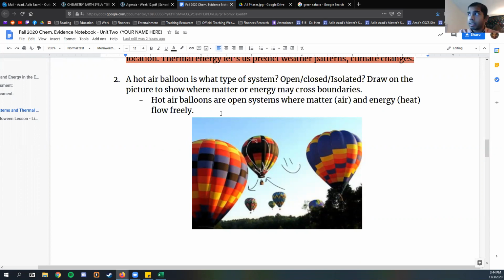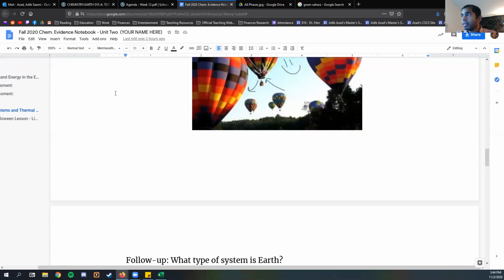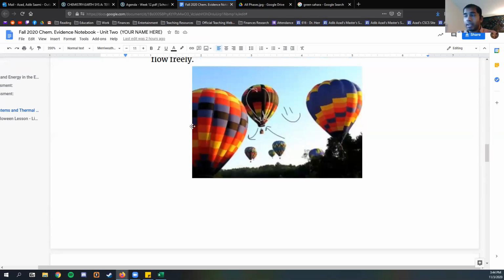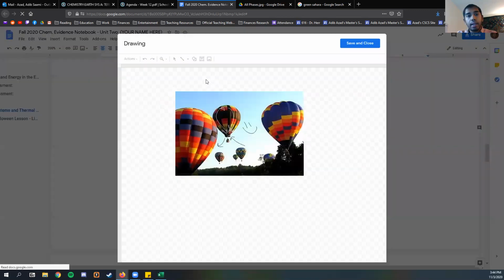And so I asked you guys this in a poll. Hot air balloons are able to be open systems. Matter, aka air, which is the stuff we breathe, and energy, which is heat, flow very freely throughout that hot air balloon. And so as in the image in your notes, you could go ahead and click that, press the word edit, and you could draw on it just as well as I did.